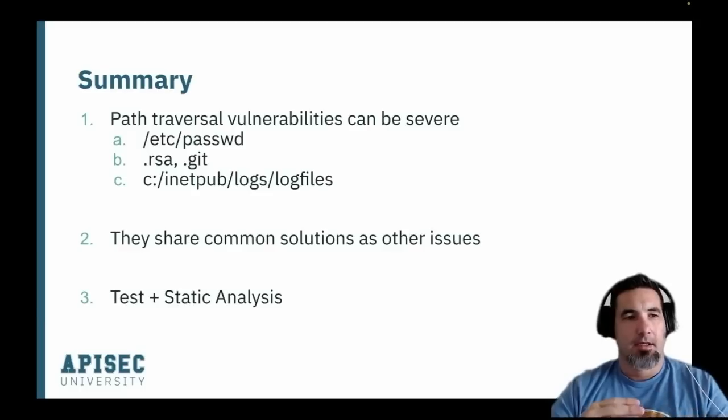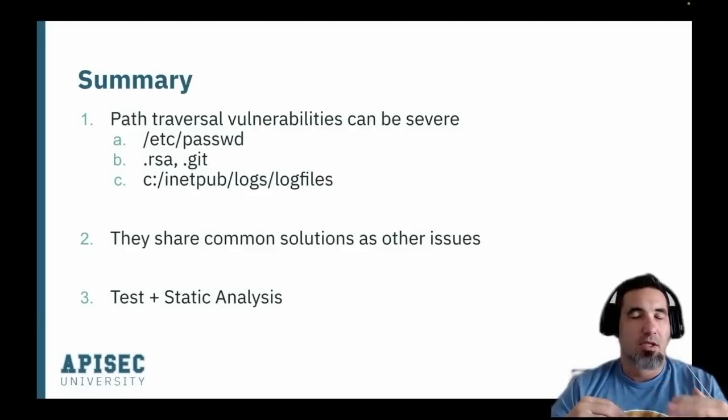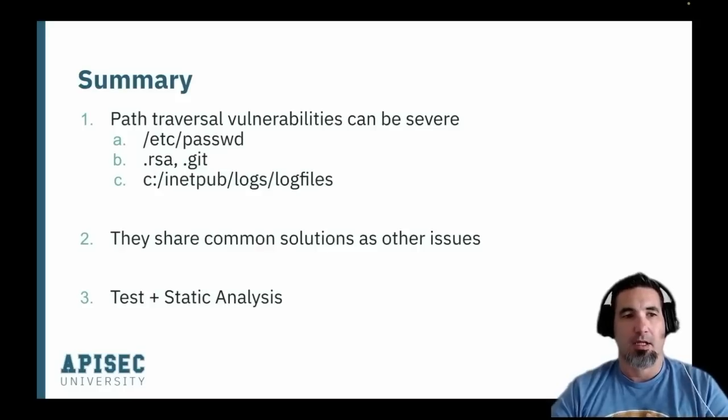The reason I say that it can be severe is if you look at the examples of the type of things that it could access, especially at common paths. People know where etc/passwd is. They know where your hosts file is. If you're on a Windows server, they know where your log files are going to be. So all they have to do is try all the various encoding and escape bypasses in order to try to access those locations. Obviously, they share some common solutions as the other vulnerabilities that we've been talking about.